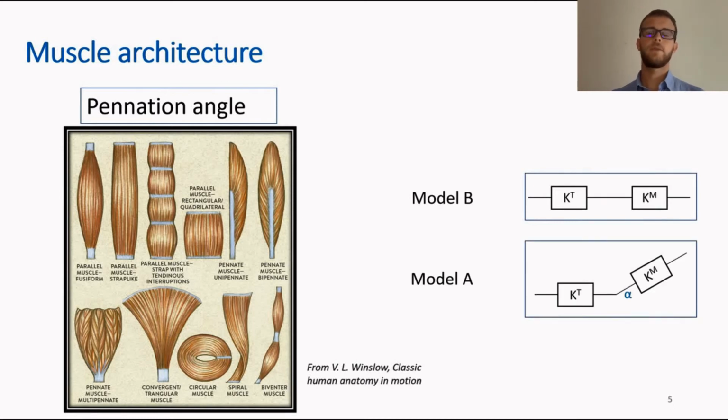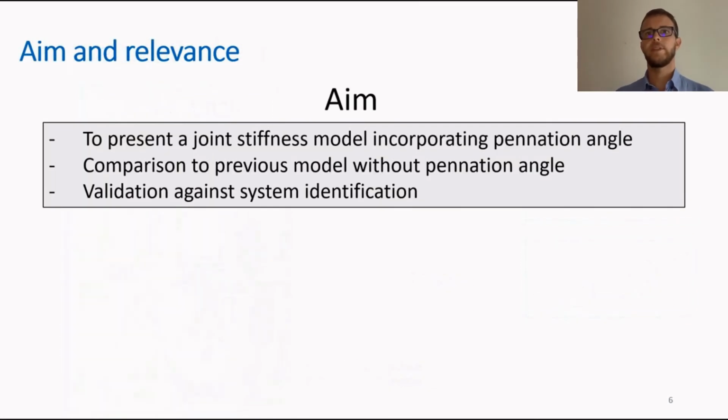Here we show two different models. On the one hand, the previous model, the old model that does not account for the pennation angle when computing the series arrangement of tendon and muscle. In this presentation, we refer to it as Model B. On the other hand, our new model that takes the pennation angle into account when computing equivalent stiffness of a series arrangement. We call this model Model A.